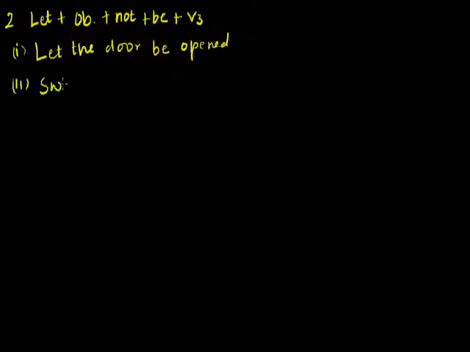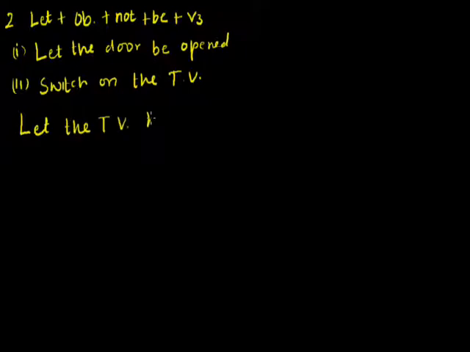Switch on the TV. This is the active voice. Okay, so the passive voice of this sentence: first "let," then the object the TV, then "be" will be used, then the third form of the verb will be used. Okay, so this is the method of how to change the imperative sentence into the passive voice.